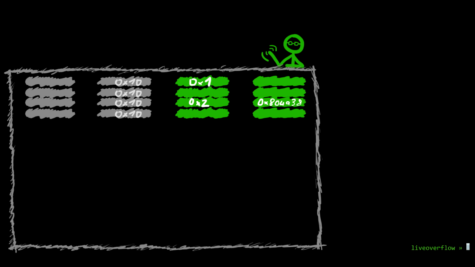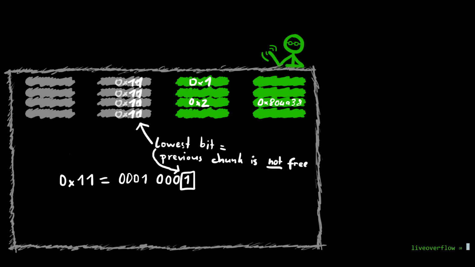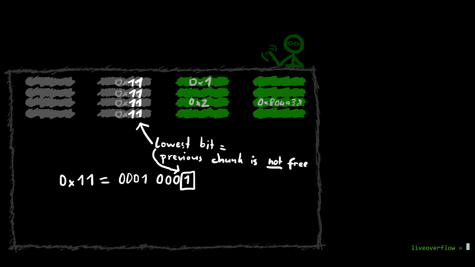Oh, by the way, I lied. I said the second word would contain the size of the chunk. Well, it does, but also the lowest bit is used to indicate that the previous chunk is used, not free. That becomes more important for the free algorithm. Thus in our example, those values would all be hex 11.